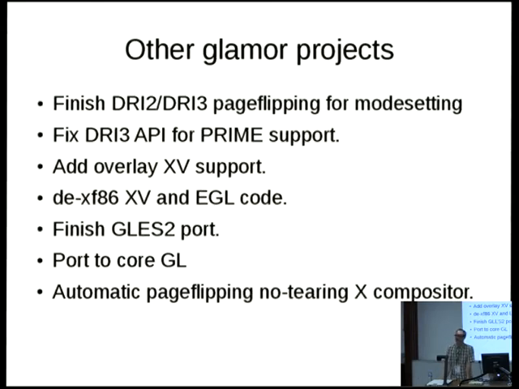Need to add the overlay XV support. Right now, there's a bunch of effort going on for doing a device independent overlay support for KMS. I believe the sprite work is the name of that. And then there's a bunch of stuff about atomic/nuclear page flips, and I can't remember which one is which. We need to actually port to those APIs as the kernel implementations are landing.